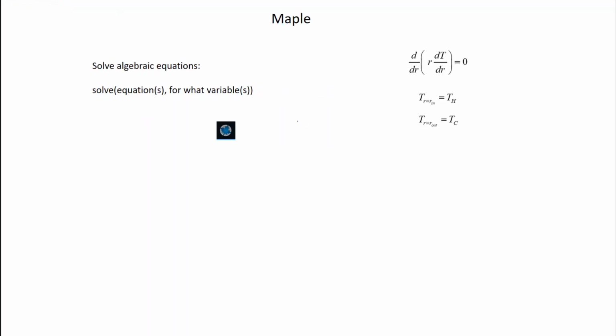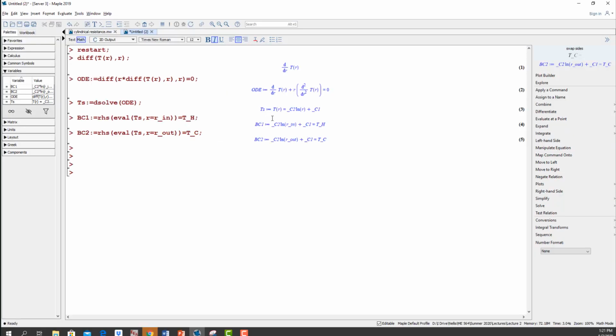If we want to solve algebraic expressions, then what I need to use is the solve command. And the solve command takes in two arguments. The first one is what are the equations that you want to solve, and then you want to solve them for what variables, right? So it's just basically going to try to do algebra for you. So in this particular case, the equations I have are these two, and I want to solve them for C1 and C2, right? So I'm going to call these my constants, right?